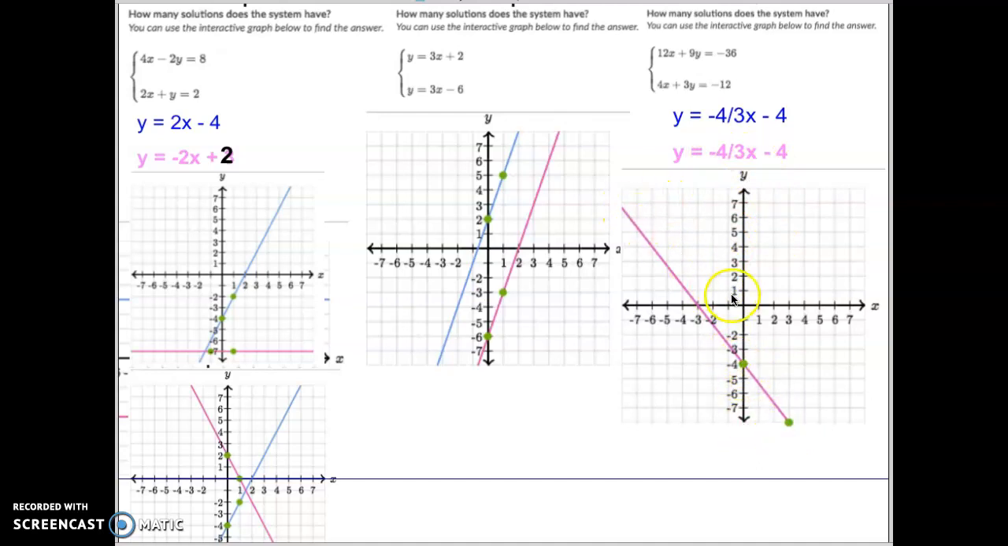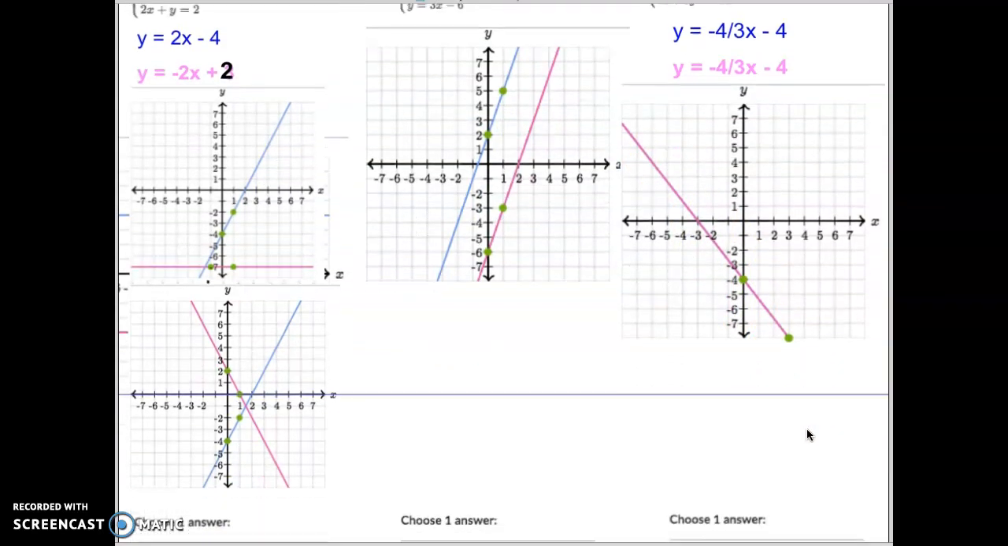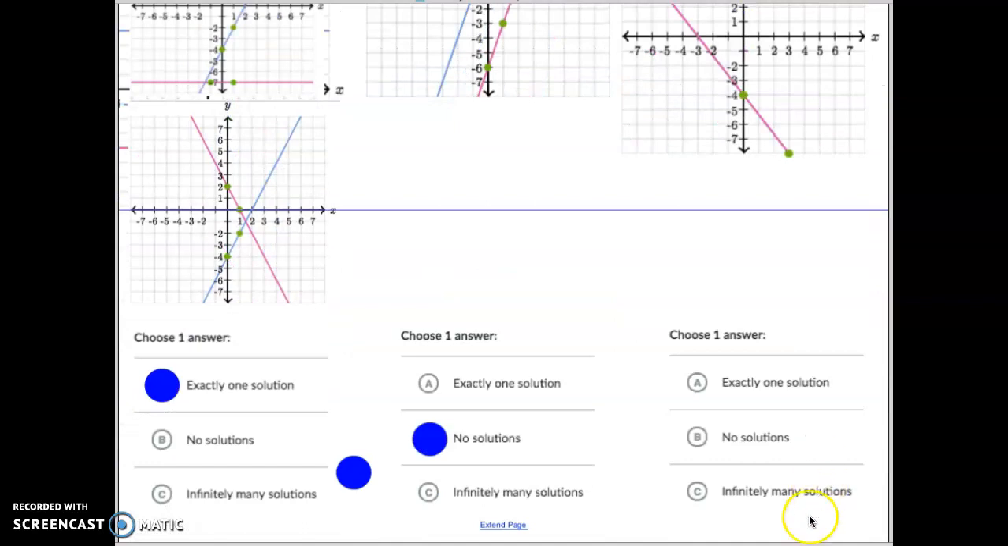You'll notice the red line, because it's on the top, is the color that shows up. Notice that these two lines created one single line, meaning they're the exact same line. They cross here, here, here, here, here. They cross an infinite number of times all throughout this line, going on forever and ever. So these lines have an infinite number of solutions. Whenever they're the exact same line, they have infinite solutions. So that becomes our answer right there.